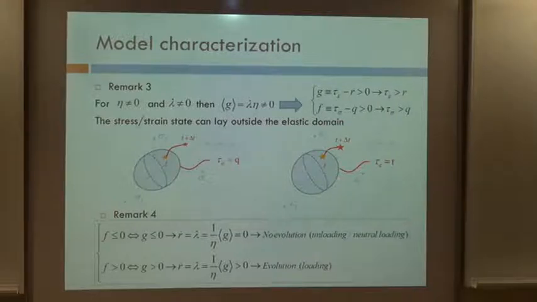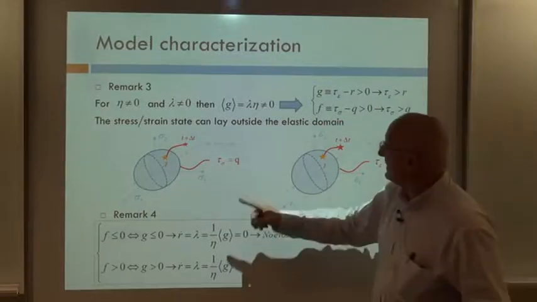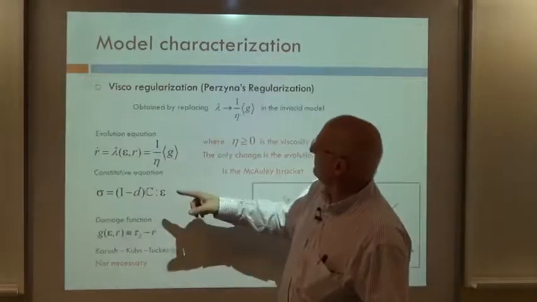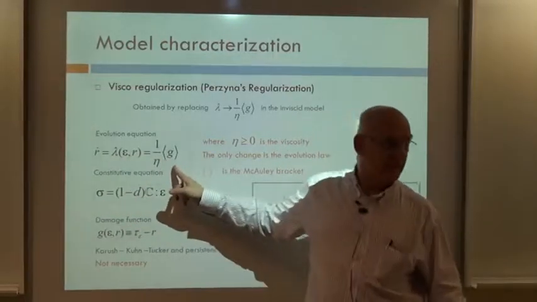No, it doesn't mean that. The damage surface evolves because there is an evolution equation. R dot, what is it? There is an evolution equation. R dot is that, it evolves.